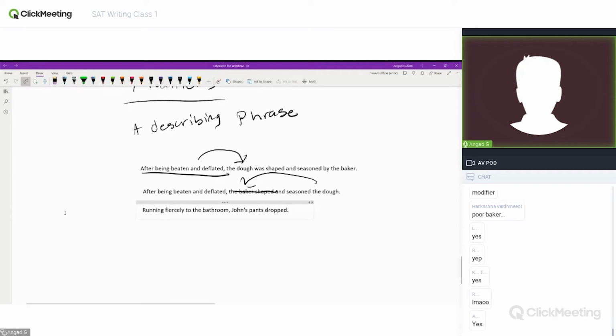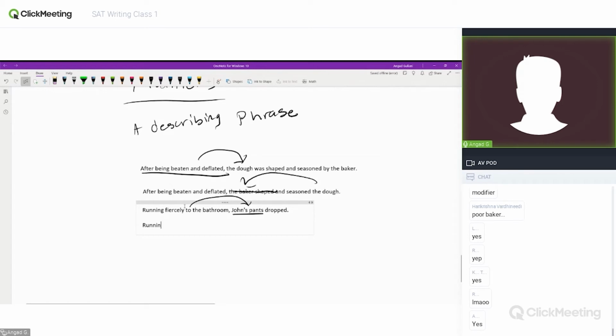Okay. Running fiercely to the bathroom, John's pants dropped, right? The problem with this sentence is that it's acting like John's pants are the thing that's running to the bathroom. That's just impossible, right? It's a funny example, but this is modifying John's pants, and it's saying that John's pants were running fiercely to the bathroom. So that's just incorrect, right?